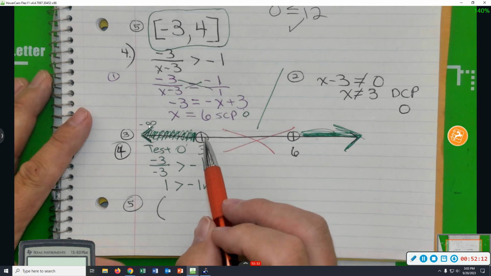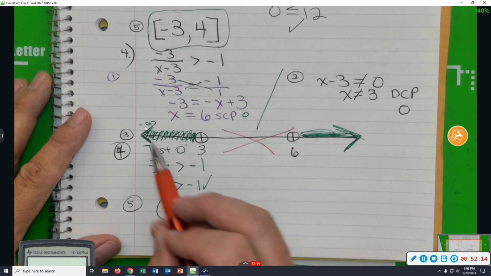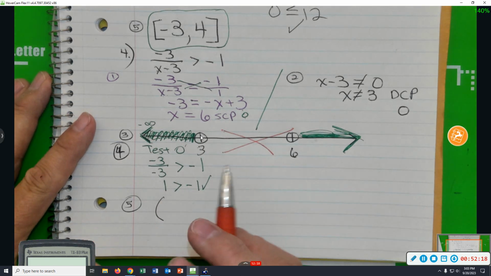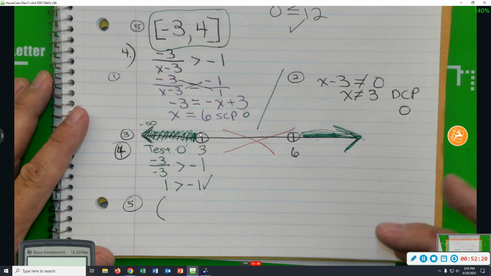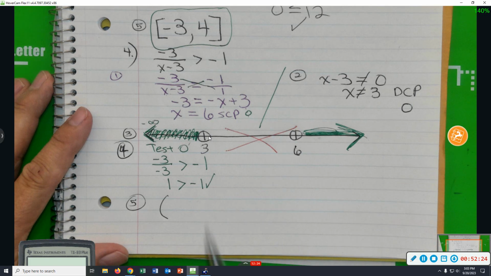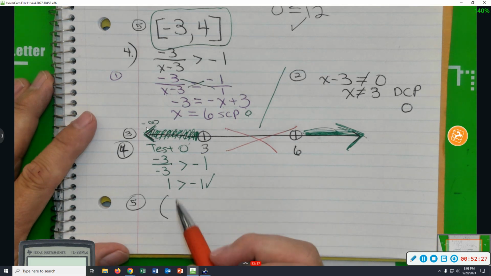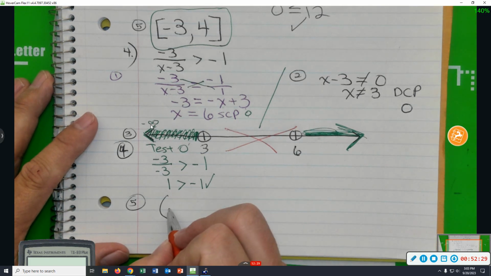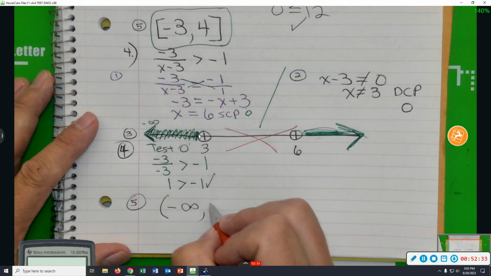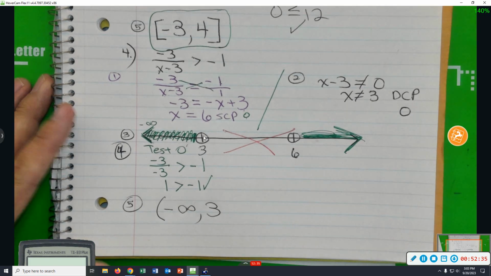You have no idea how many times people write 3, negative infinity, and it'll count it wrong, and it won't tell you, hey, you messed up. You should be going small to big, or left to right. So be careful. That's a common mistake. What are we going to start with here? Negative infinity, comma, and then the 3. What's going to go after the 3?